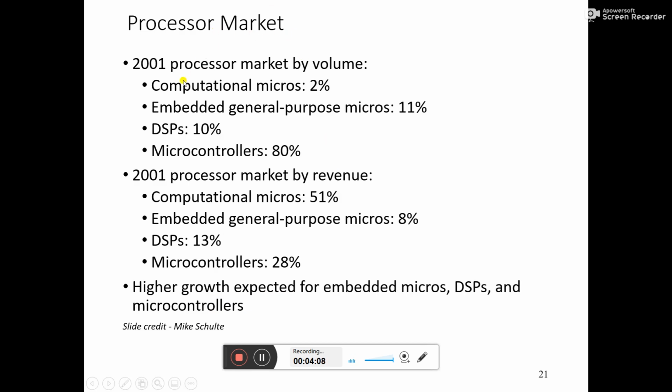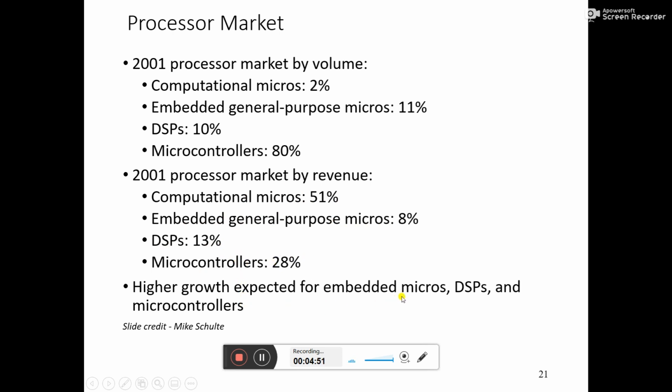Now the processor market. In 2001, computational microprocessors were only 2% of units. Embedded general purpose microprocessors were 11% of the total market, DSP processors were 10%, and microcontrollers held the maximum at 80%. In the 2001 processor market by revenue, computational micros had 51%, embedded general purpose microprocessors 8%, DSPs 13%, and microcontrollers 28%. This is the total revenue in 2001.